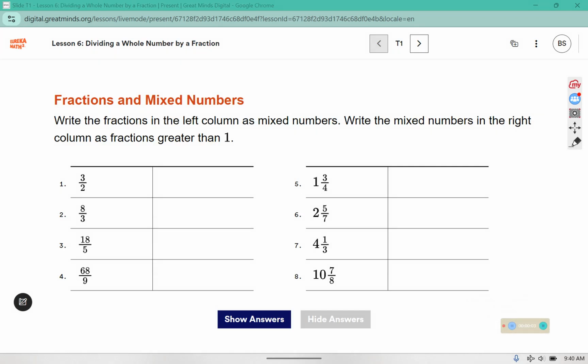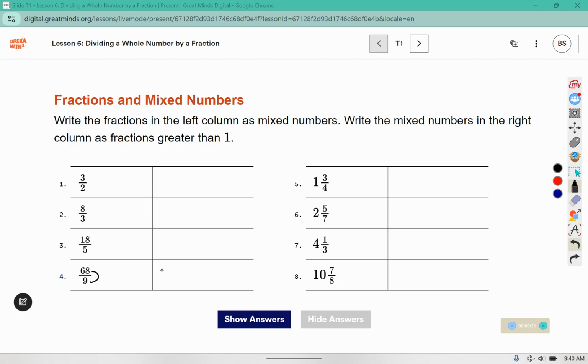Write the fractions in the left column as mixed numbers, and write the mixed numbers in the right column as fractions greater than 1, or an improper fraction. So for these, we think about how many 9s fit into 68.